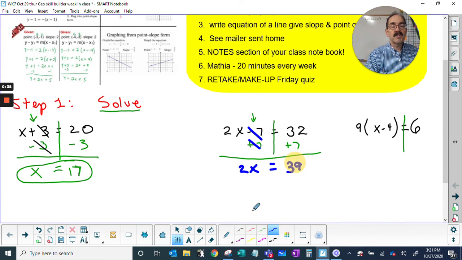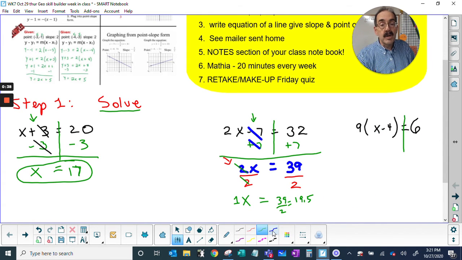What's the opposite of multiply? How do you undo a multiplication? Divide. We divide both sides by 2. When we do that, 2 divided by 2 gives us 1x, right? The 1x. And that's equal to 39 over 2, which is what? 19.5? All right. Okay. Next one.